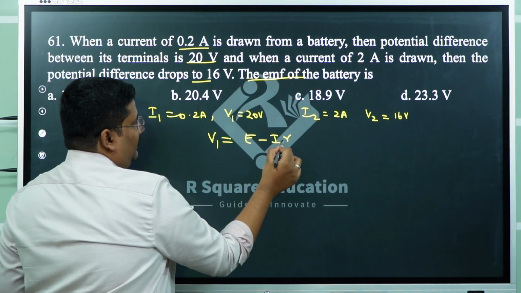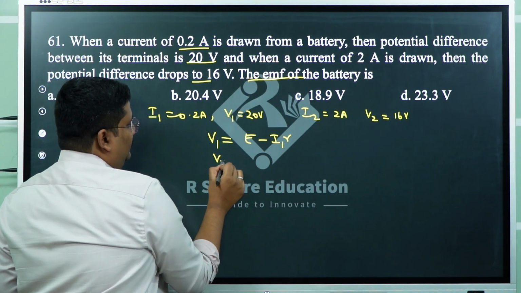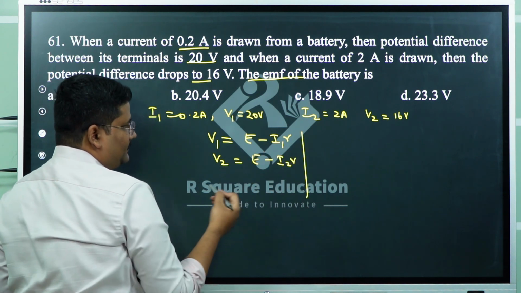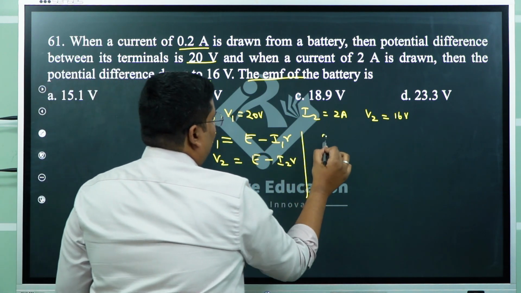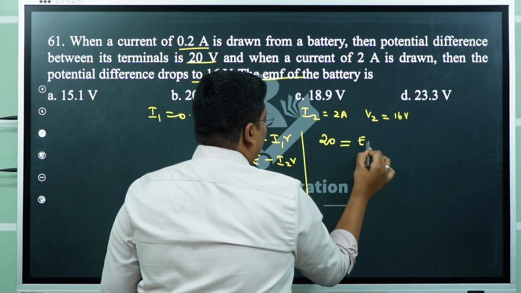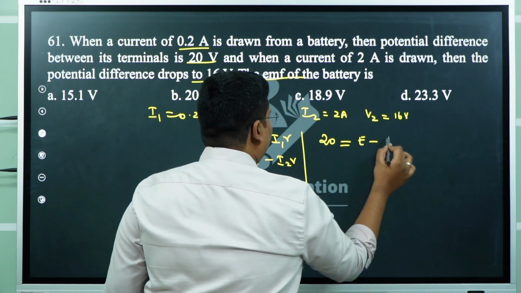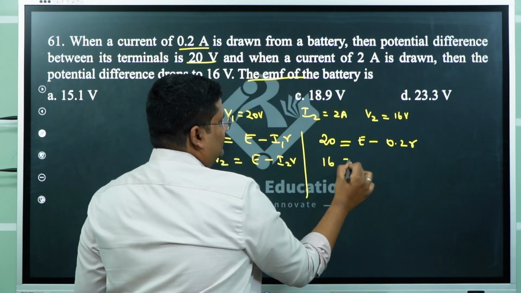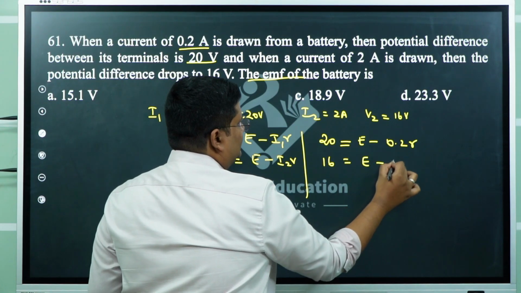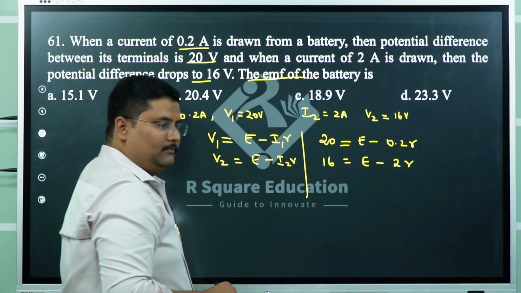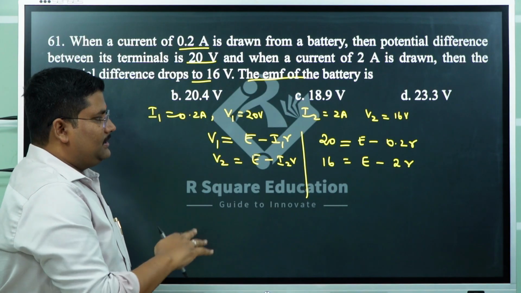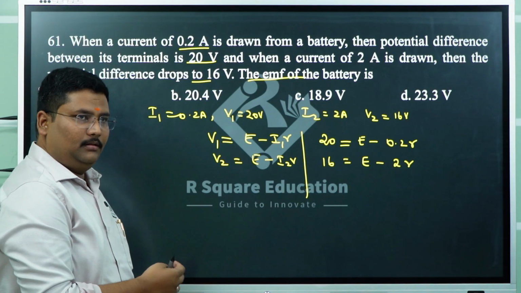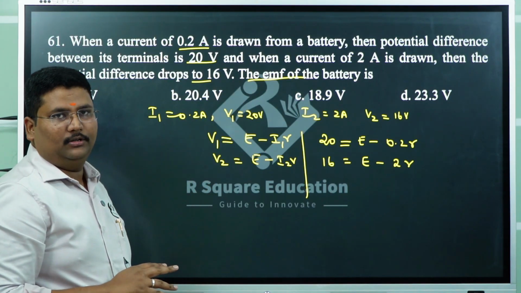So V1 = E − I1R and V2 = E − I2R. What we will do is substitute. V1 is 20, which is equal to E minus I1, which is 0.2, times R. The other one is 16, which is E minus 2 times R, right? So you have to solve these two equations to find the answer.